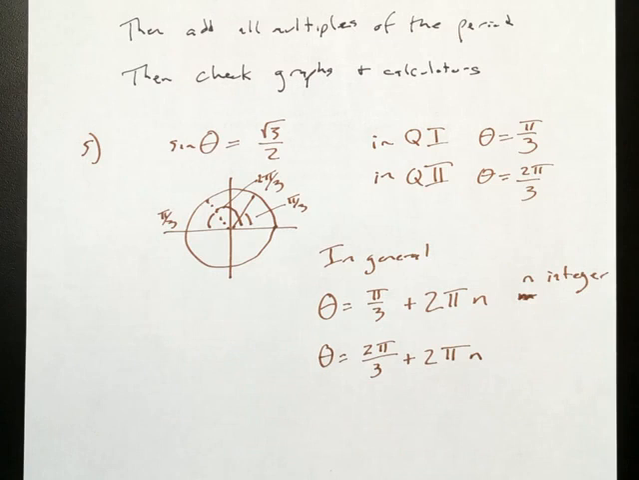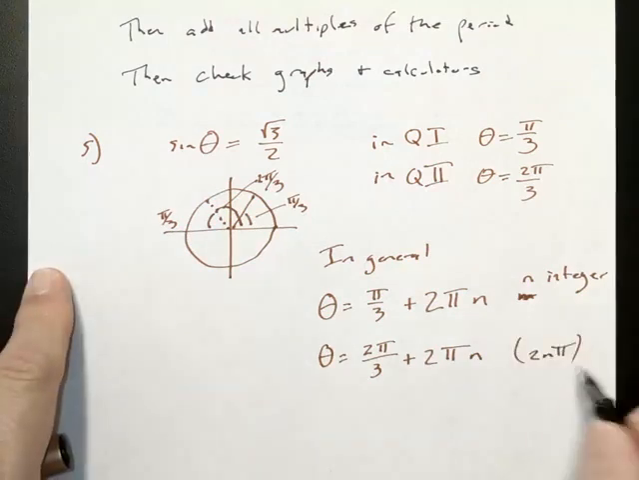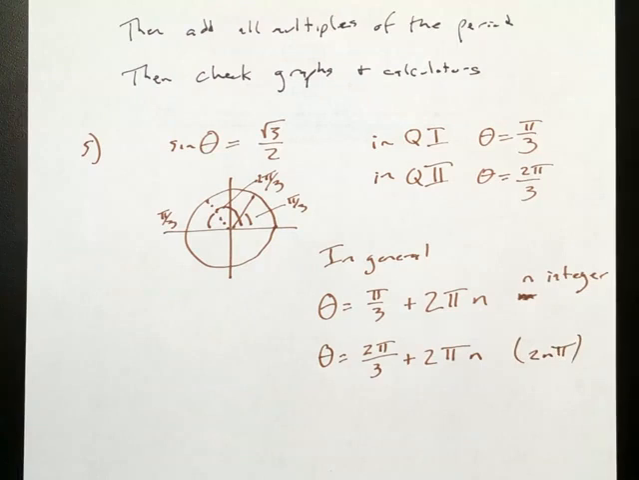Point of order. I don't like writing pi and then the n. So usually I will write 2n pi instead of 2 pi n, but that's just me. You'll see it in the book that way more often than not. So now I think I found all the possible solutions. Let's check.